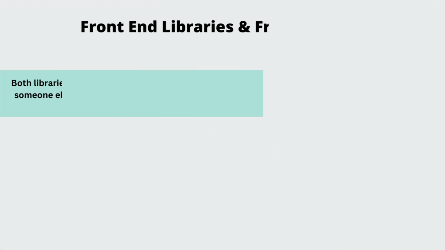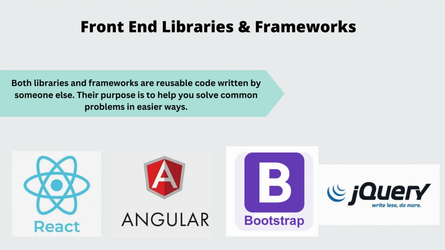So next, let's have a look into some front-end libraries and frameworks. Both libraries and frameworks are reusable code written by someone else. The purpose is to help you solve common problems in easier ways. Like we have React.js, Bootstrap, AngularJS, and jQuery. All of these help to develop the front end of the applications.